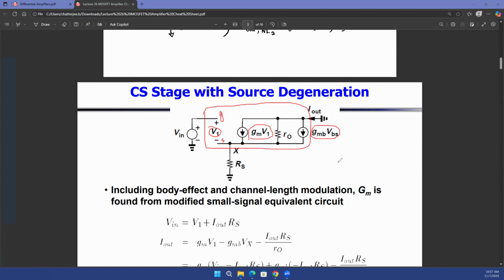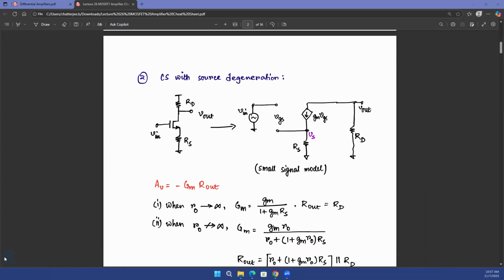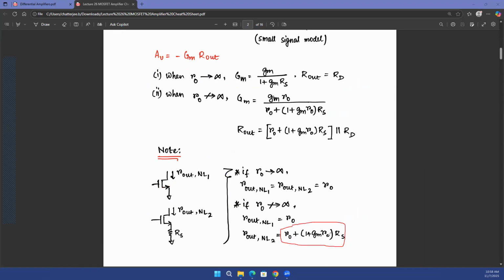Now, this is a complex concept. So even if you don't remember the effect of gmb VBS, even if you don't remember this complex formula, it is fine. All I want you to remember is that when ro is tending towards infinity, the resistance looking into the drain is equal to lowercase ro. If ro is not equal to infinity, then the resistance looking into the drain is going to be lowercase ro plus the intrinsic gain of the transistor multiplied with RS. That's probably the maximum that I'll ask you to remember for this class.